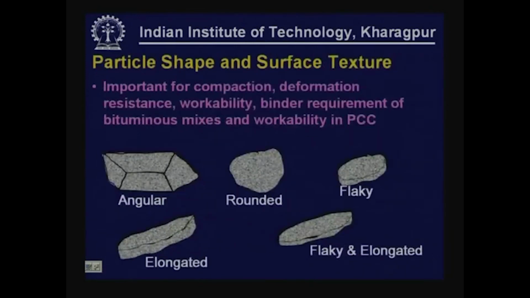There could be various shapes and surface textures of aggregate. These are important for compaction, deformation resistance of mixes, workability of mixes, and binder requirement of bituminous mixes, because depending on the surface area that has to be coated with binder, different shapes and different textures would require different quantities of binders.